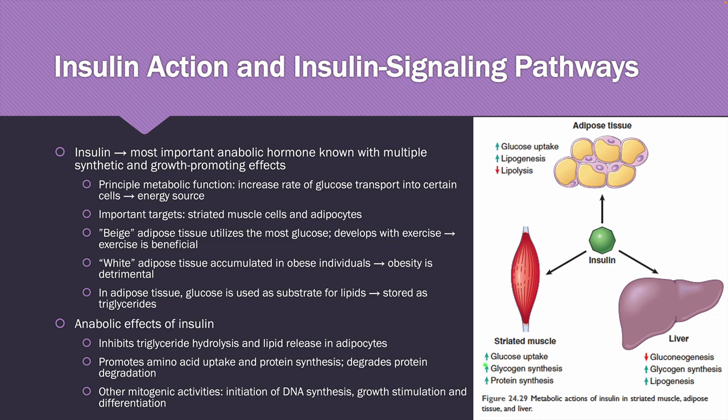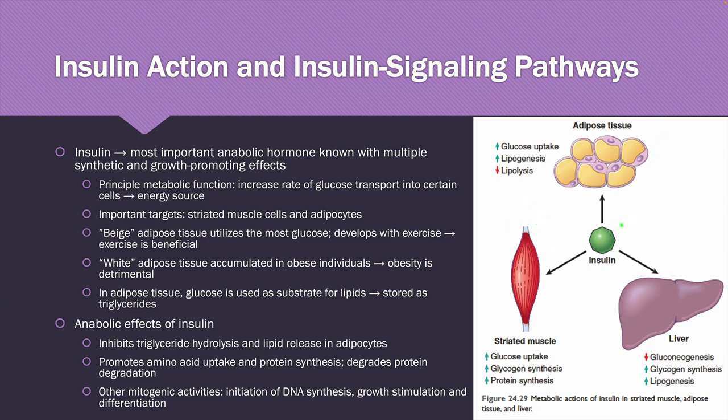Now, let's go now to insulin per se. Insulin is the most important anabolic hormone known with multiple synthetic and growth-promoting effects. The principal metabolic function is to increase the rate of glucose transport into certain cells, in which glucose acts as the energy source for these cells. The important targets are your striated muscle cells over here and your adipocytes.